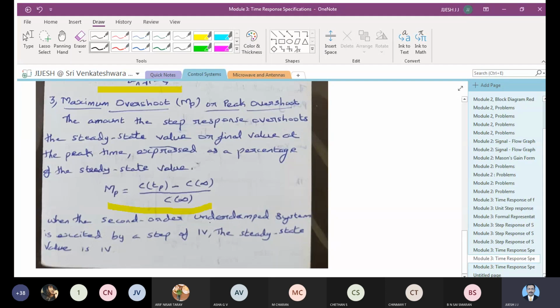So here the important thing is you need to write the equation for Mp, where it is C of Tp minus C of infinity divided by C of infinity, and it's also called the peak overshoot. They may ask you in the question paper sometimes for maximum overshoot, or they may ask for peak overshoot, so you have to write the same thing. We have not completed it. We still have a few equations to calculate Mp, and we'll see those further. You complete it first.